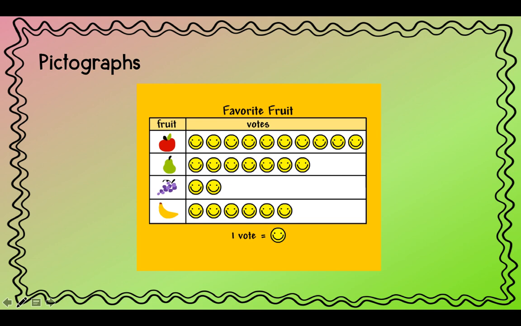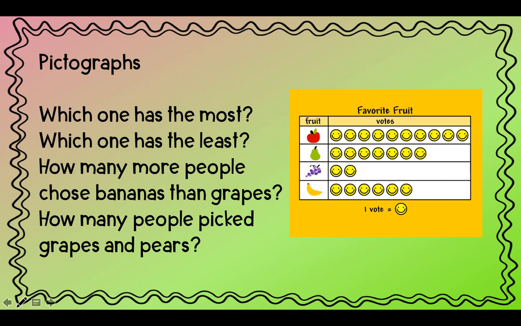This graph tells us along the top that we're looking at people's favorite types of fruit. Then along the side, it says fruit and shows us our options: apples, pears, grapes, and bananas. Each smiley face represents one person's vote about their favorite fruit. We can use this pictograph to help us answer questions about the information.